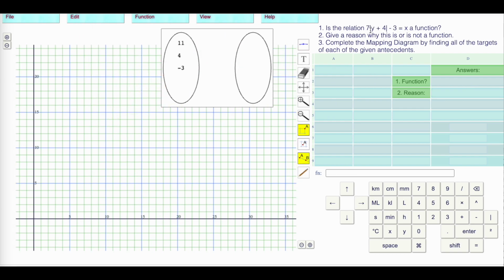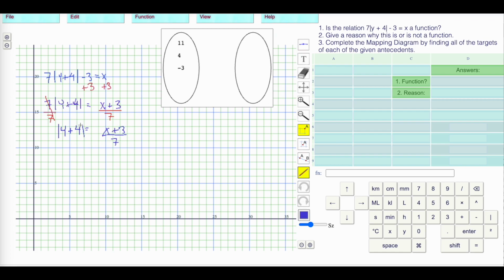This is an absolute value relationship. We need to solve that as an equation. I want to get the y all alone, add 3 to both sides, and that gives me 7 times the absolute value of y plus 4 is equal to x plus 3. I want to divide both sides by 7 to get rid of that 7, and then we're left with the absolute value of y plus 4 is equal to (x plus 3) over 7.